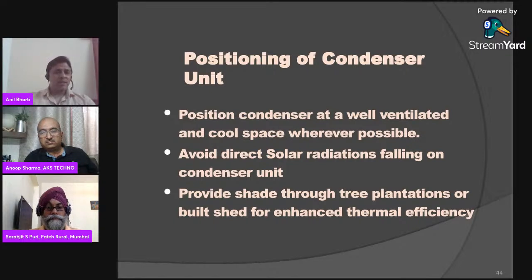Position the condenser at a wall, at a well ventilated and cool space wherever possible. Avoid the direct solar radiation falling on the condenser unit. Provide the shade through the tree plantation or build a shed. And you can also build a solar panel shed.